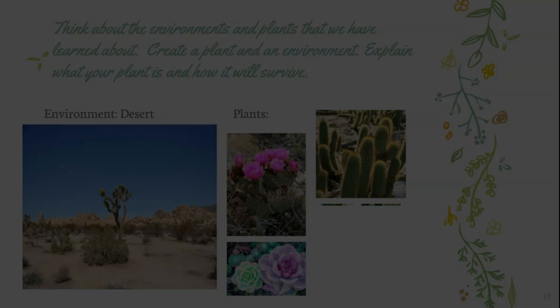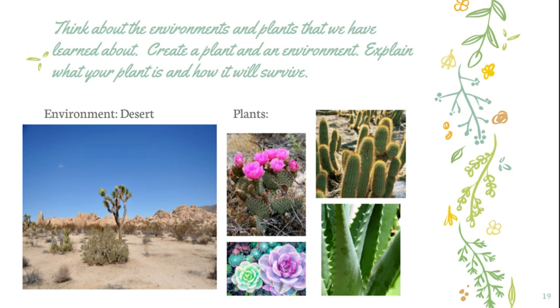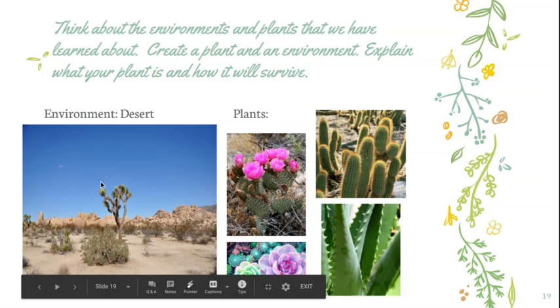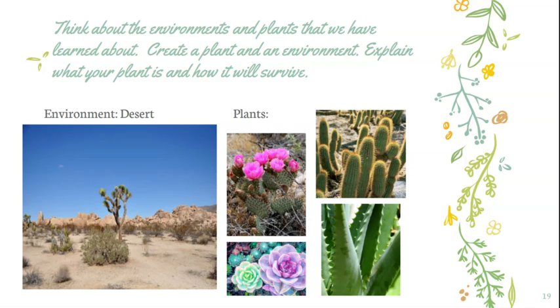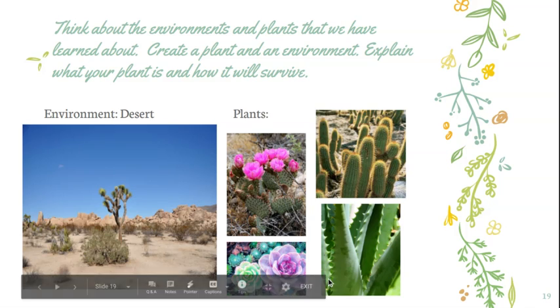So, some environments you can draw. Think about the environments and plants that we have learned about. Create a plant in an environment. Explain what your plant is and how it will survive. For example, a desert is a type of environment. It's a type of place that plants live. If you want to draw a desert, that can be a good example of your environment. You would have to label that and show that. And then you would put your different types of plants in the desert.